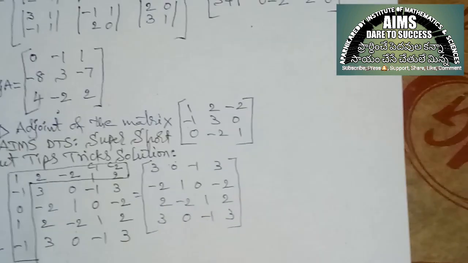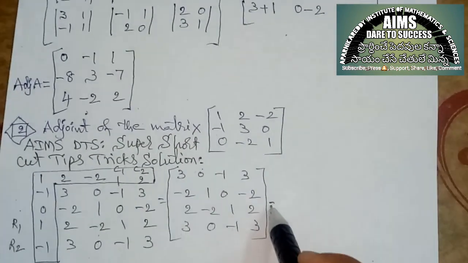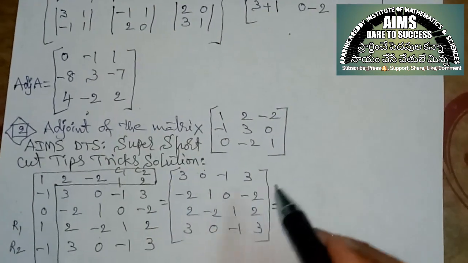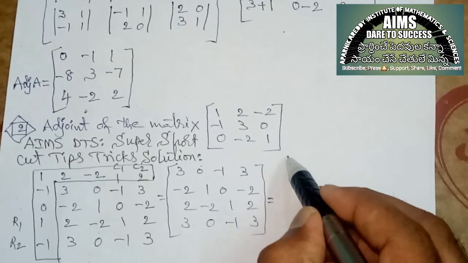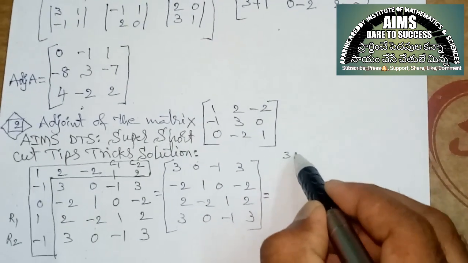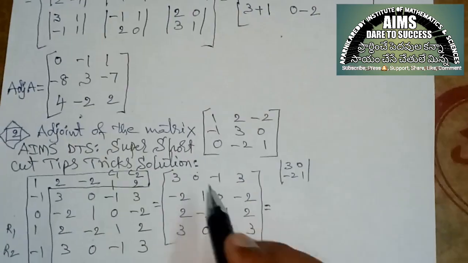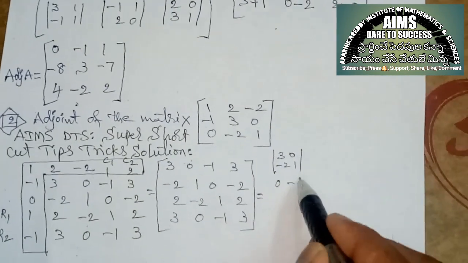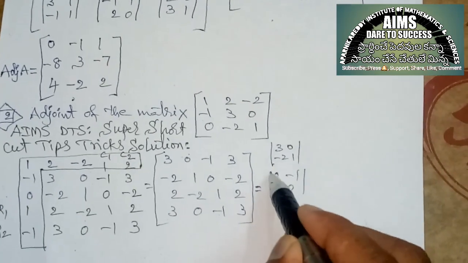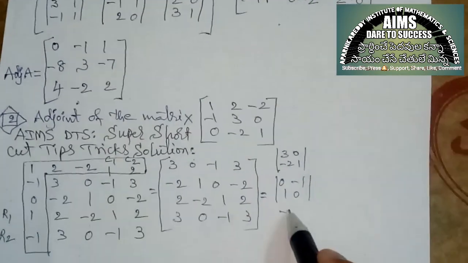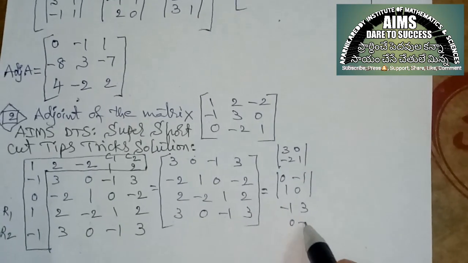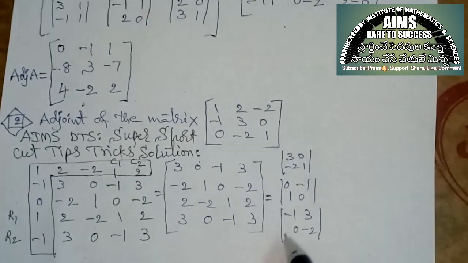Next, the one logic I already discussed with you. Row 1, row 2 you can take. For that you can write column wise 3 0 minus 2 1. After that, 0 minus 1 1 0, write column wise. Next, minus 1 3 0 minus 2, write column wise.